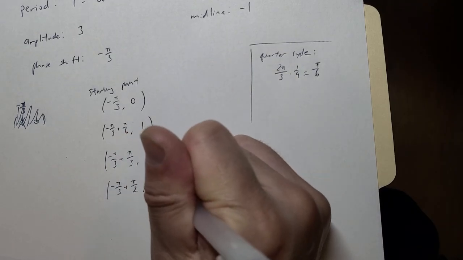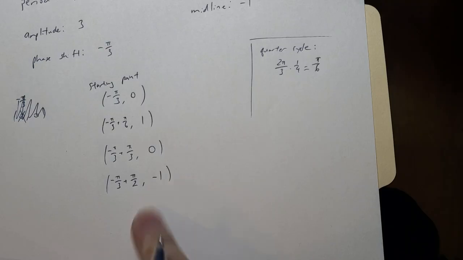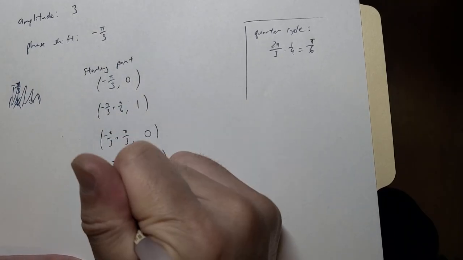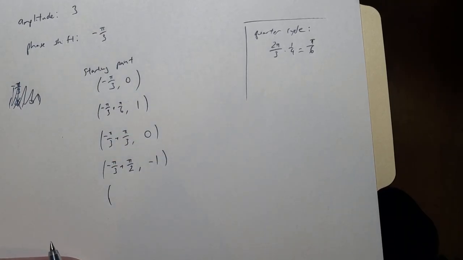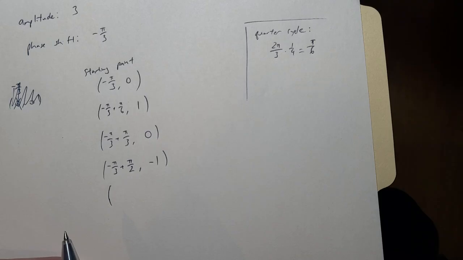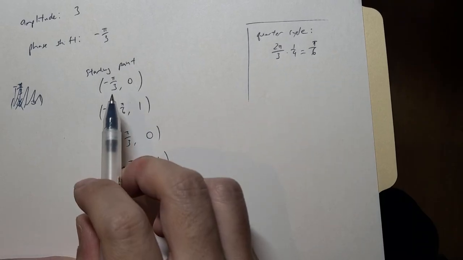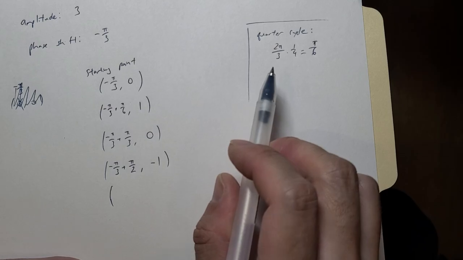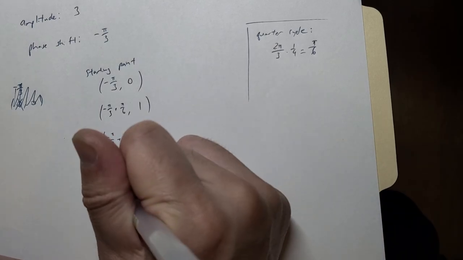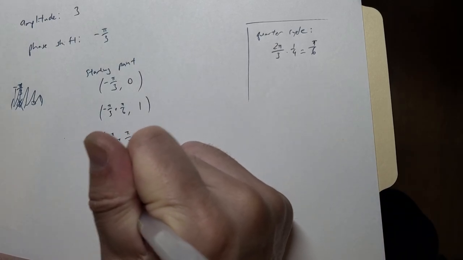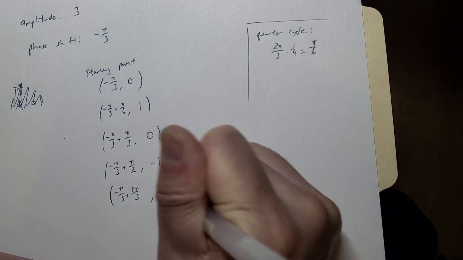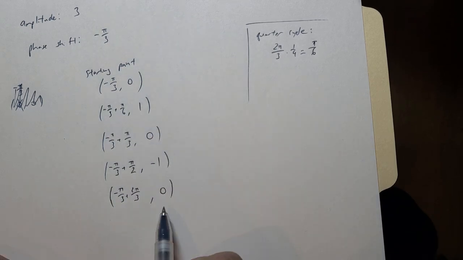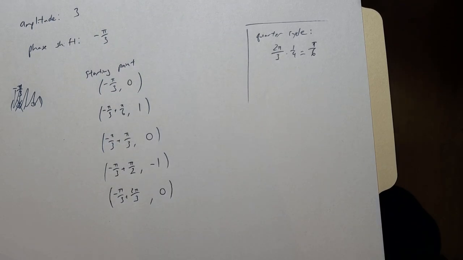And then the next would be the min, so minus 1, okay? And lastly, now we are a full period away. So it would be minus pi over 3 plus 2 pi over 3. That is just pi over 3, right? But let me write it. Plus 2 pi over 3. And then for the sine, the fifth point from the starting point, we're back to the mid.